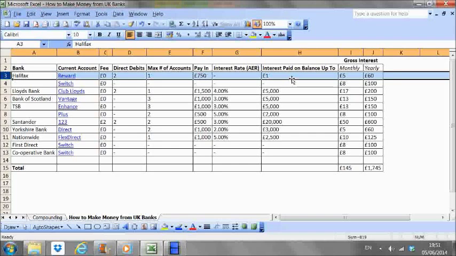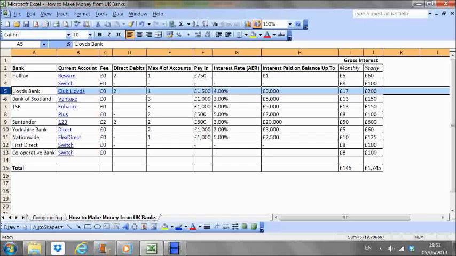So, for example, if your salary does not come into Halifax, what you could do is send the money from another account, let's say TSB, send the 750 to Halifax, and then you send the money back. It just needs to go in, and once it's in, take it out without penalty.